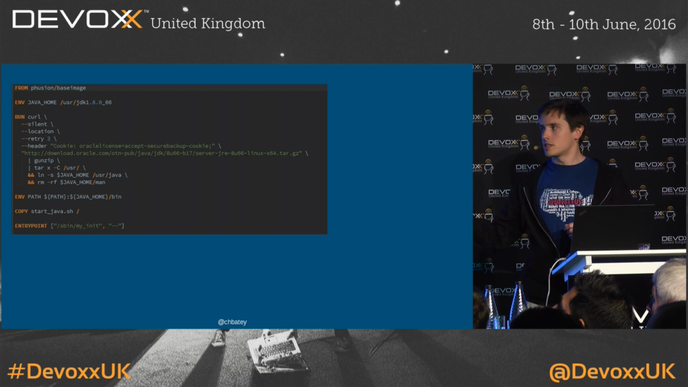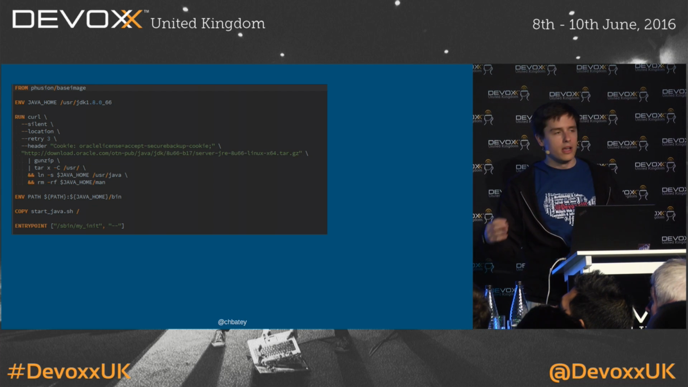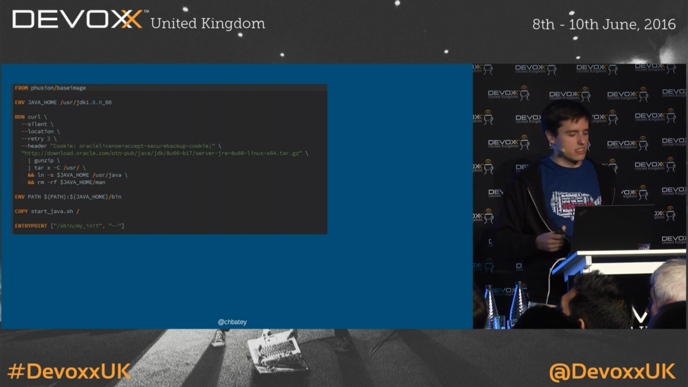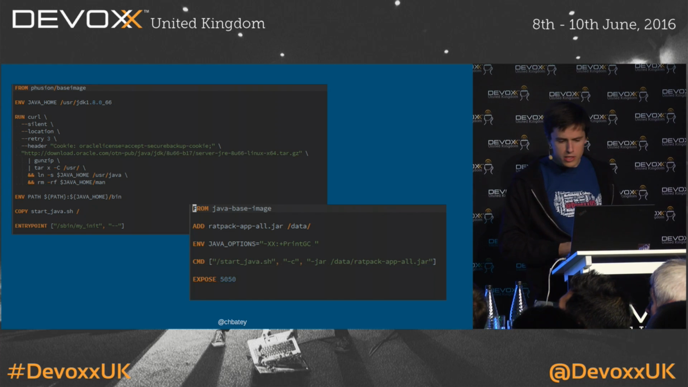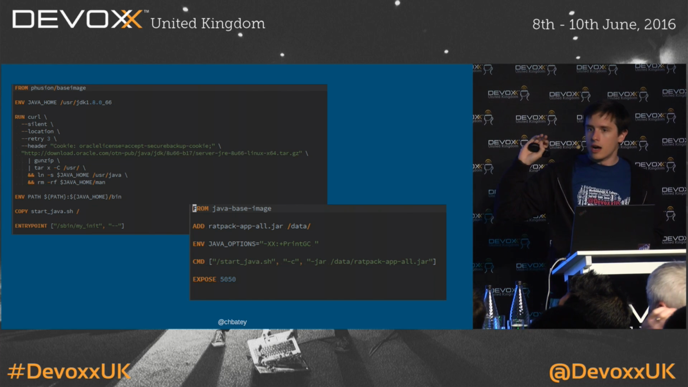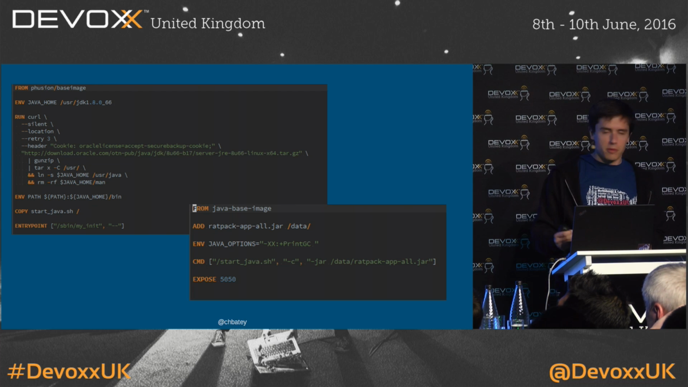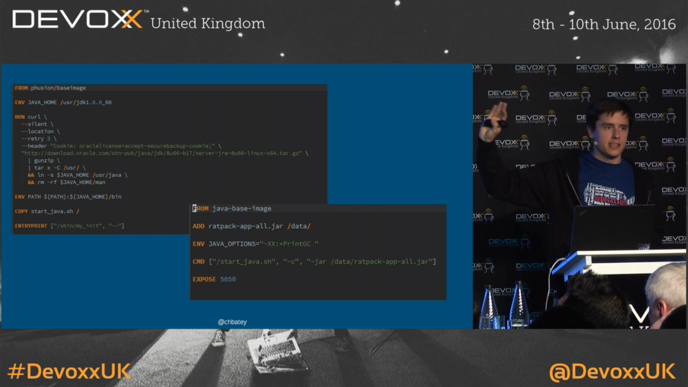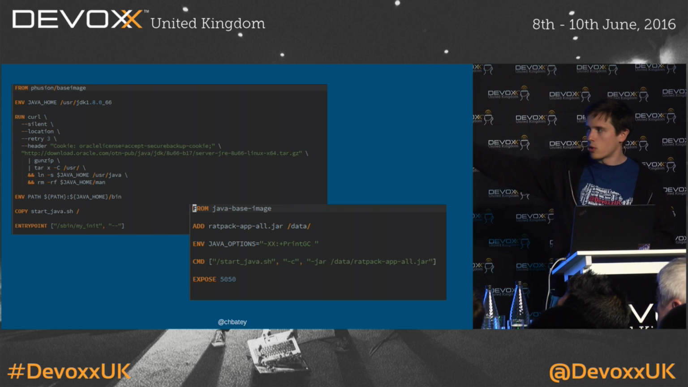And then each of the child images will just use that script to kick off a JVM. So here's one, for example, which is the Ratpack application. This will all be built with Gradle if you want to play with this. It'll essentially add an executable jar into the container, then call start-java and say, run java -jar.